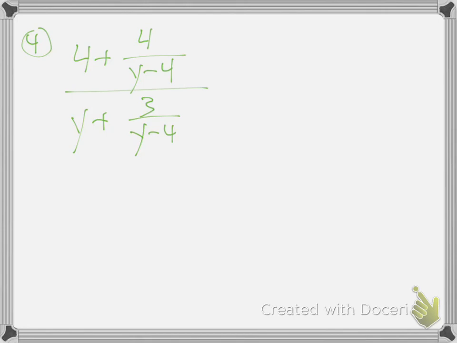Nobody knows? Yeah, y minus 4, right. Y minus 4 is the issue, huh? Y minus 4 is the denominator thing, huh? So you want to multiply everybody by y minus 4.